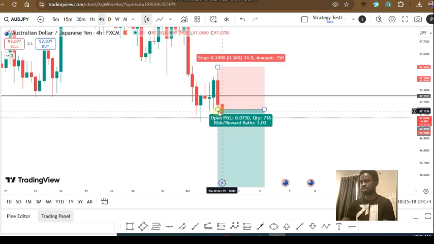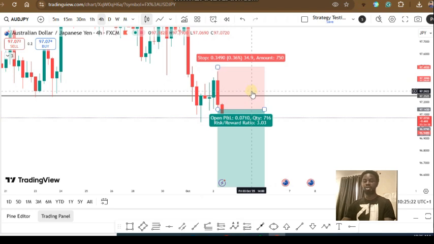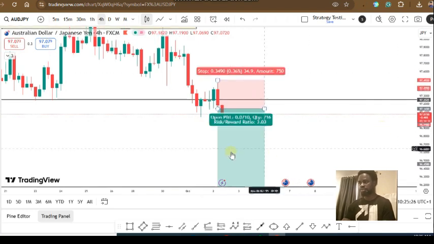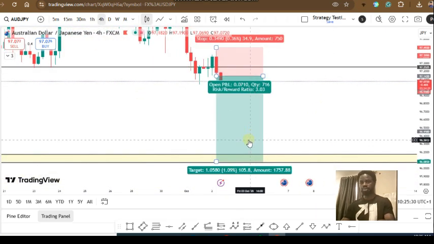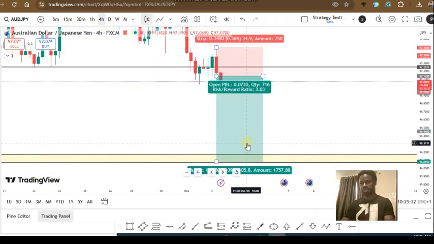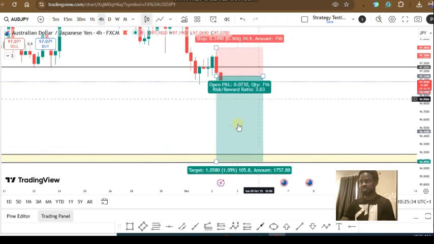So I used it as my entry, and I put my stop loss just above that candle, which gives me a stop loss of 35 pips. On this trade, I'm going for a risk reward of 1 to 3, which is 105 pips. All right, 35 pips, 105 pips. So it's giving me a risk reward of 1 to 3 on this trade.